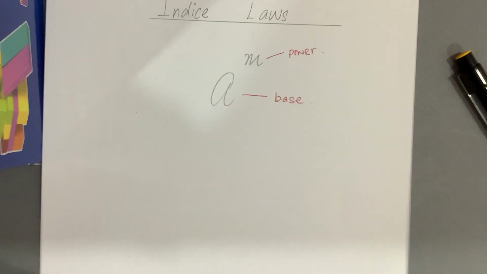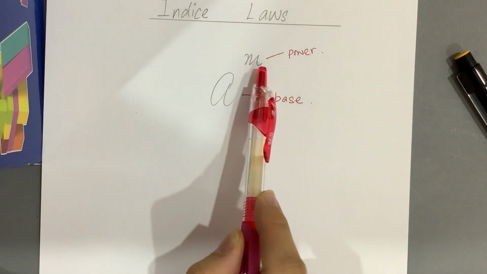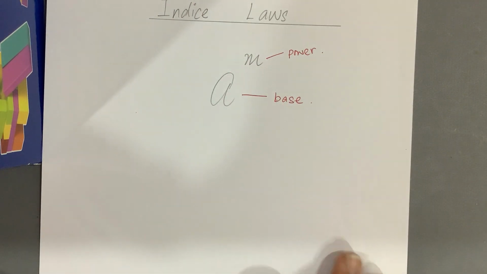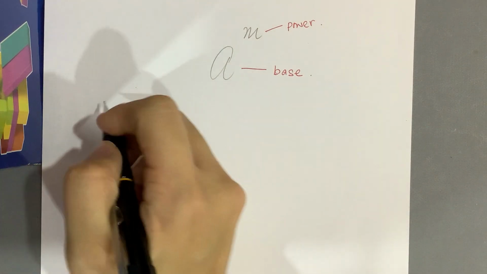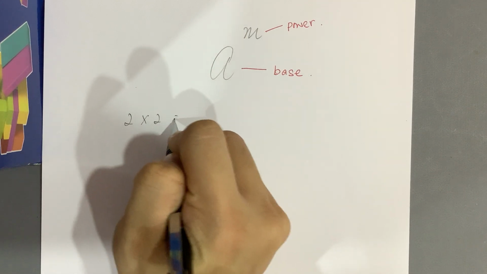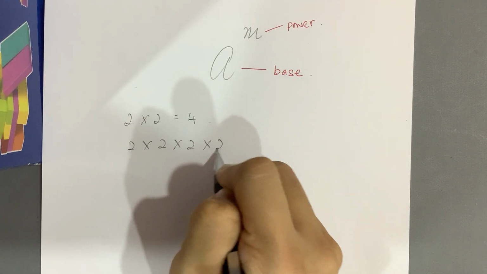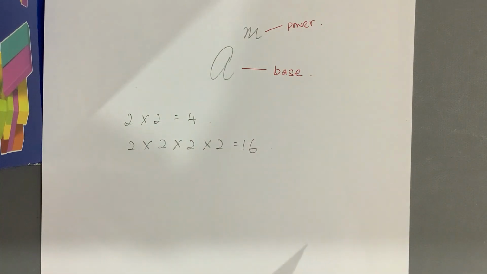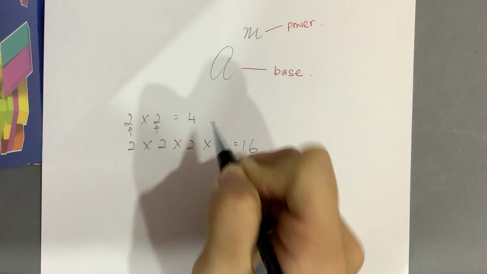Okay, so in the laws of indices, you must know the base, which you write bigger, and m as a superscript, which you write in a smaller font. So what does this mean? Now in primary school, you learn about 2 times 2 equals 4, and 2 times 2 times 2 times 2 equals 16.